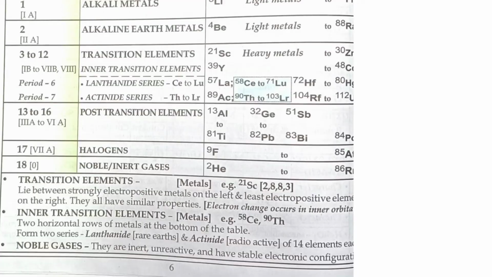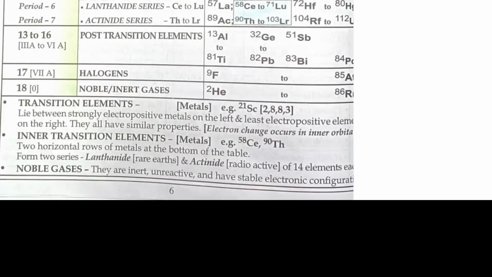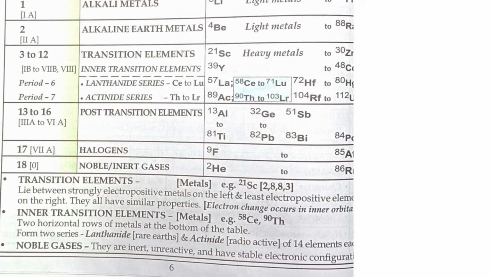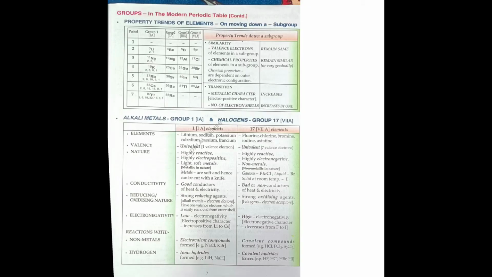Noble gases are inert, present in group number 18, the last group, unreactive and with a stable electronic configuration. So why are they known as noble gases? They do not react with anything. They are also known as inert gases: helium, neon, argon, krypton, xenon, and radon.